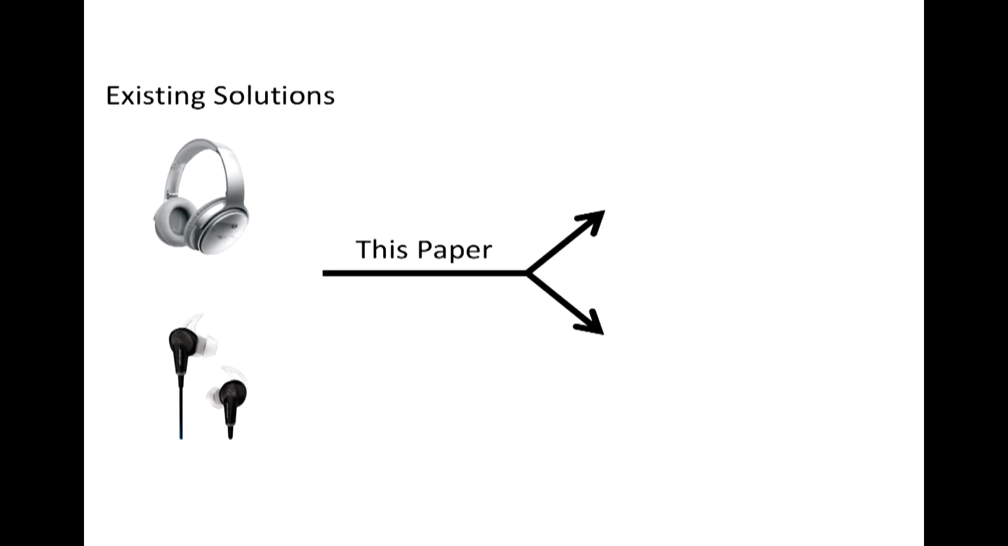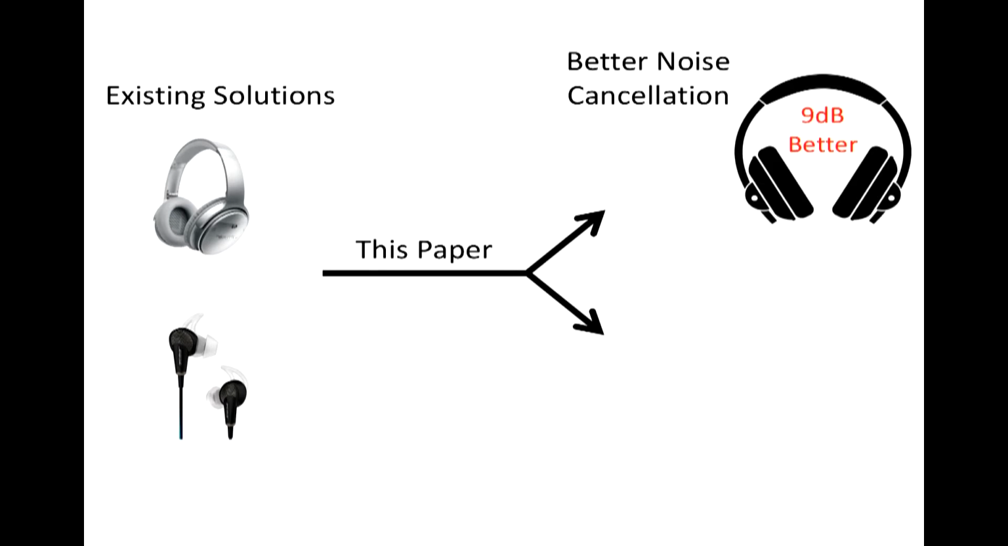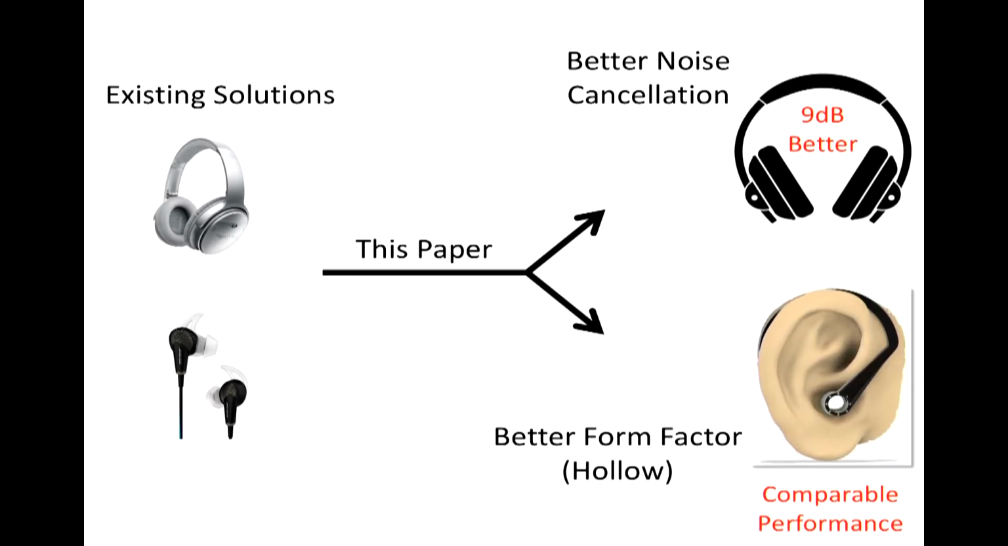In this paper, we have two goals. One, we want to improve noise cancellation performance, and we show that 9 dB is possible. Two, we want to achieve comparable performance, but we design the headphone in such a way that it does not block your ear. In other words, the headphone is completely hollow. So you might ask, why is that important? Actually, many users find it uncomfortable to wear ear-blocking headphones for long durations, and medical research has shown that it is even harmful. So our system gives users the option to choose between better noise cancellation versus better user comfort.